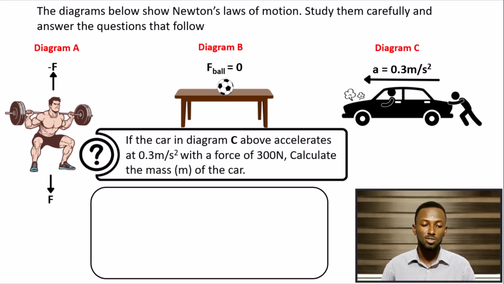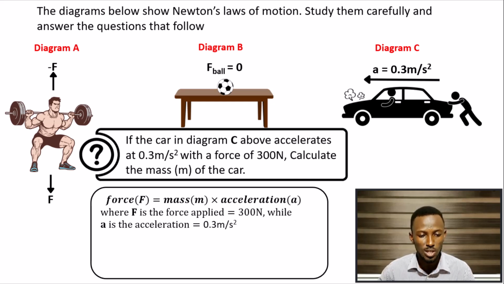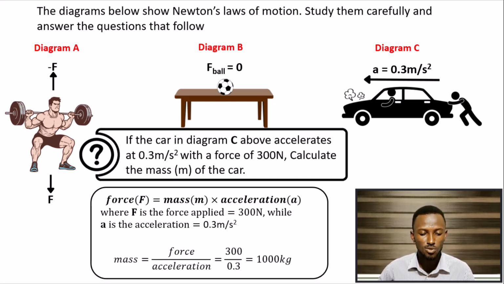This has to do with calculation. If the car in diagram C accelerates at 0.3 meters per second squared with a force of 300 newtons, we have to calculate the mass of the car. Remember, in Newton's law of motion, the one that has to do with force, force equals mass times acceleration. So that's what we are going to use, where F is the force applied. In the question, the force applied is 300 newtons and the acceleration is 0.3 meters per second squared. So let's put these values into the formula.